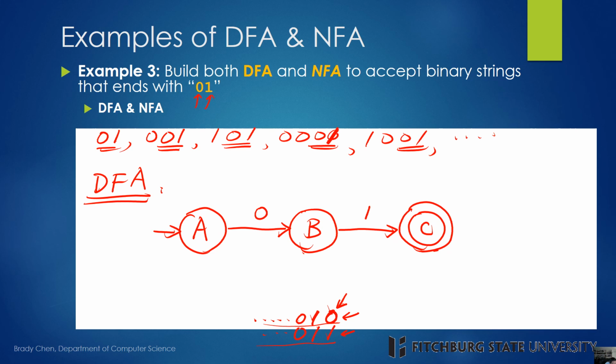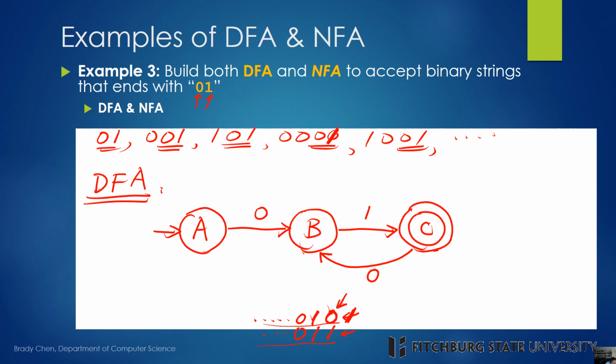Now, if it's 0, that means there's a chance that if we get next input 1, then we're back to the accepting state, right? So if the current state is C and the next input is 0, we're not going to go back all the way to A, we go back to B. Because B basically means the previous input is 0. So if the next input is 1, then we're back to the accepting state.